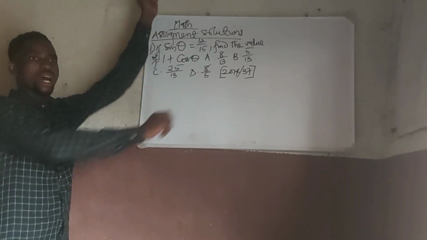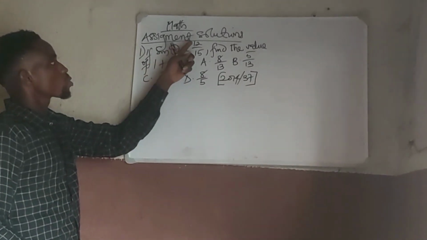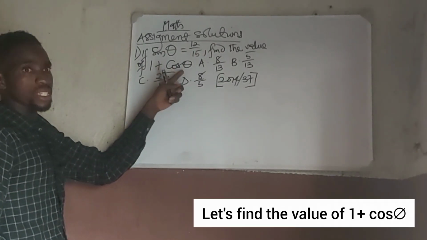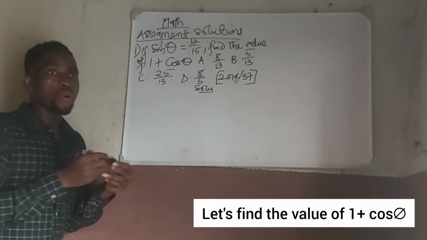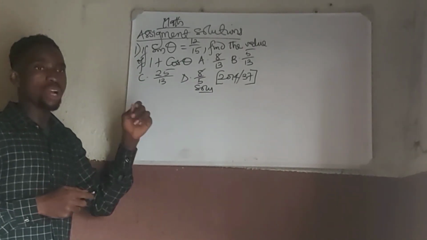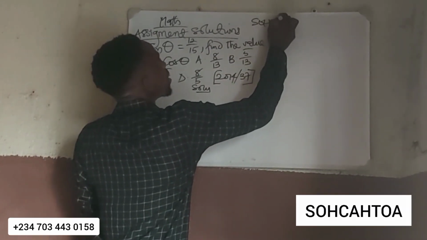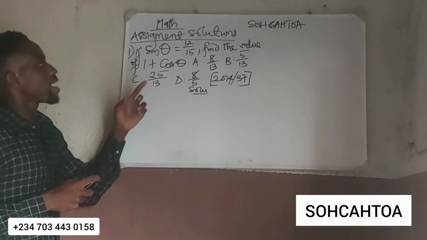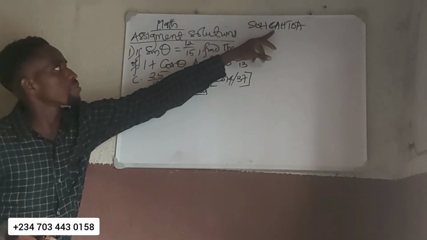So, number 1 of the assignment, we are given that sine theta is 12 upon 15, and we have to find the value of 1 minus cos theta. Remember that sine theta is opposite over hypotenuse, while cos theta is adjacent over hypotenuse. So the only value that is stopping us from solving this problem is to find the adjacent for cos theta.